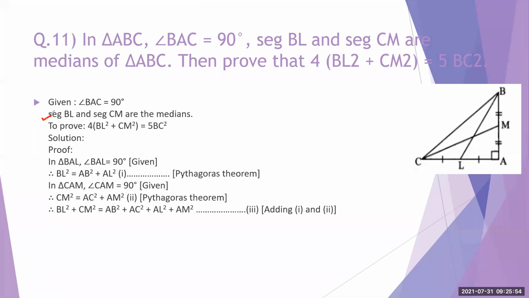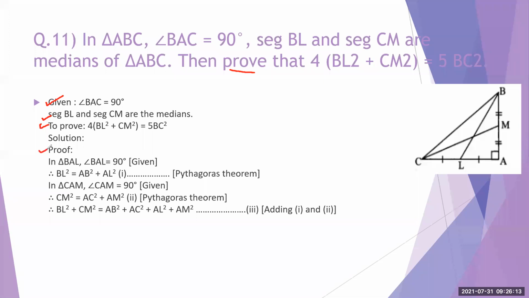Again, one more important thing: while writing this type of question, every question must have the given. When we have to prove something, at that time you must write the given, then what we have to prove, and if you are doing any construction, that must be written here. After that, we will start with the proof here.